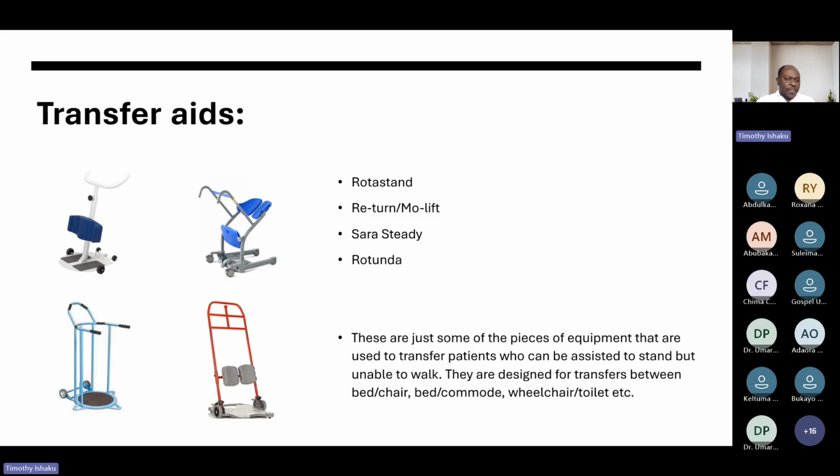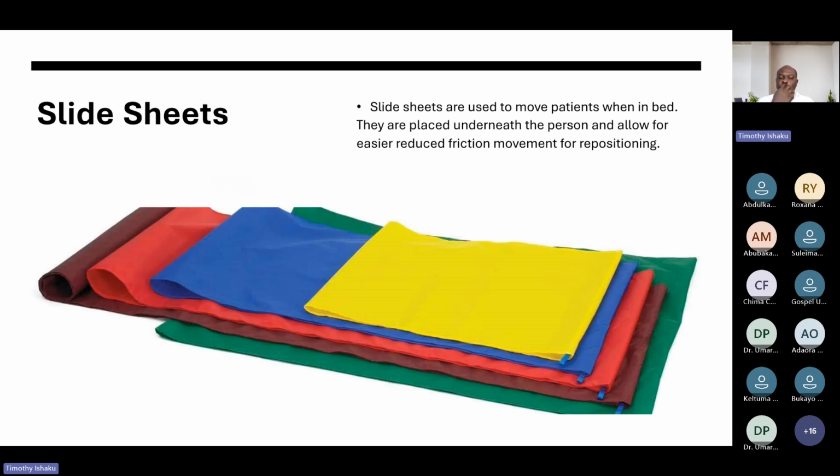Now, these are all transfer equipment, but again, I know each piece of equipment is a luxury, but where possible, these are used for transfers. They are not for transporting patients from one place to the other. We looked at slide sheets. Slide sheets are meant for bed positioning, and certainly it's something especially for patients that are bed-bound. It's very important for them to have slide sheets.